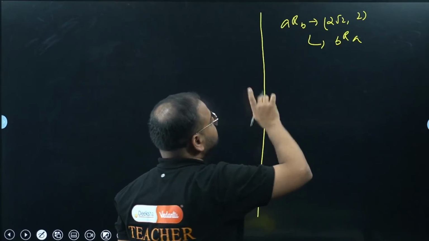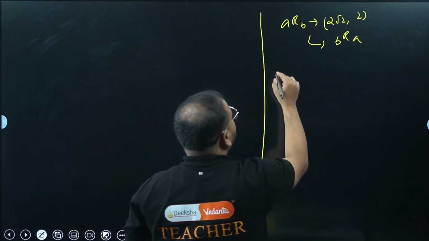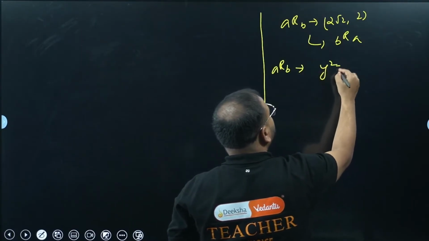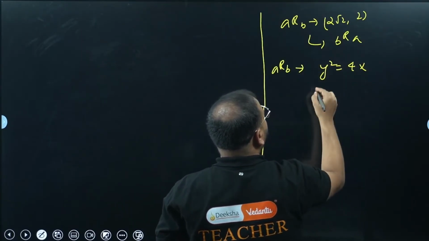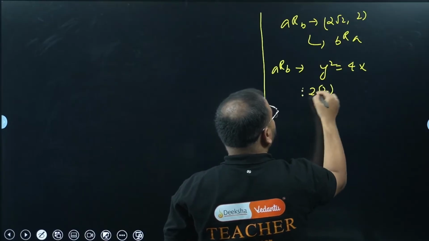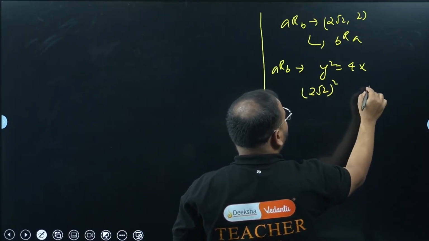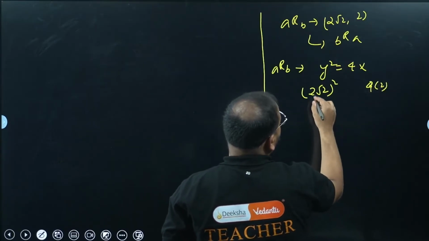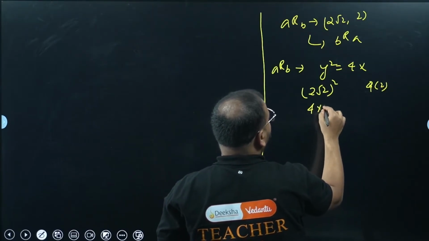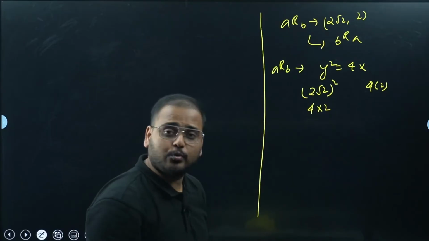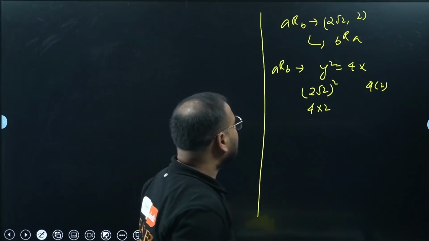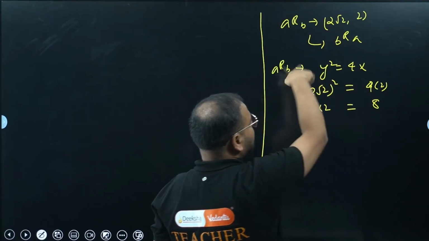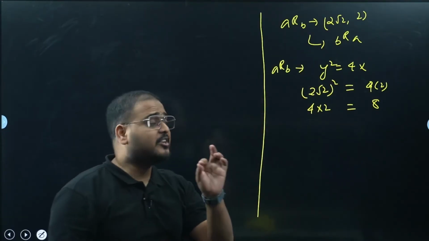Okay, let's try for ARB. If it is ARB, what is the relation? y square equals 4x. Check here: y square will be 2 root 2, the whole square. How much is that? We'll see in the next step. And this will be 4 times 2. 2 root 2 squared will be 4 into 2: 2 square is 4 and root 2 square is 2. So 4 into 2 is 8, which equals 8. So ARB is true.